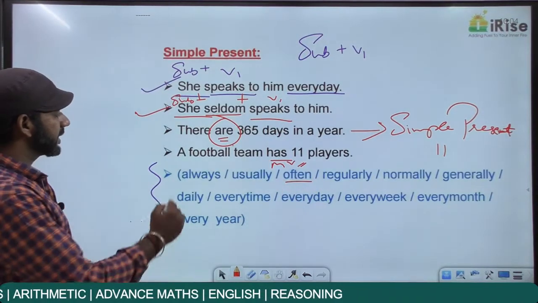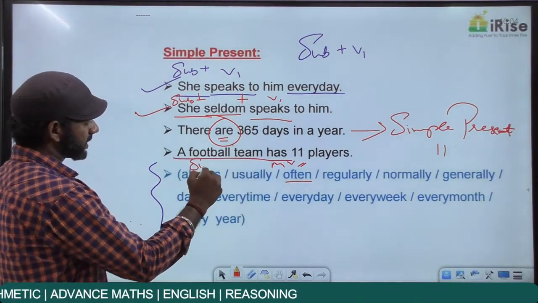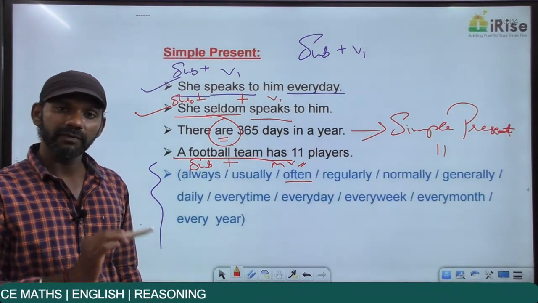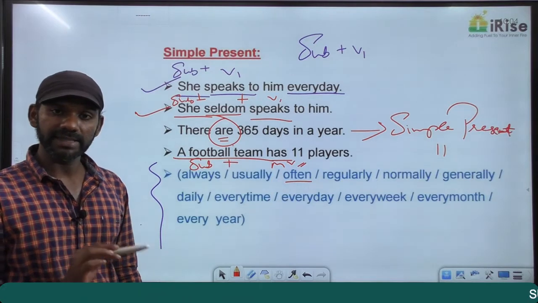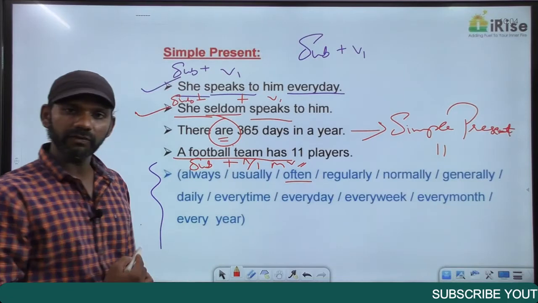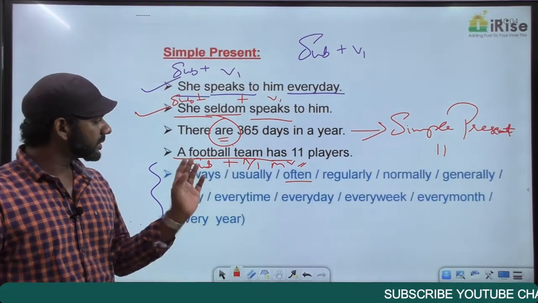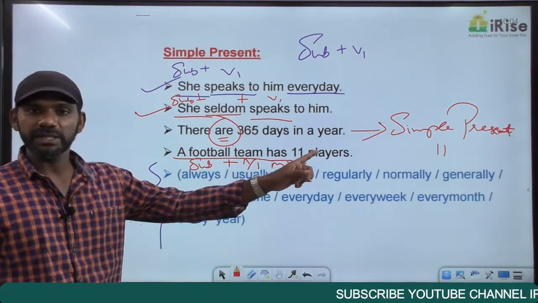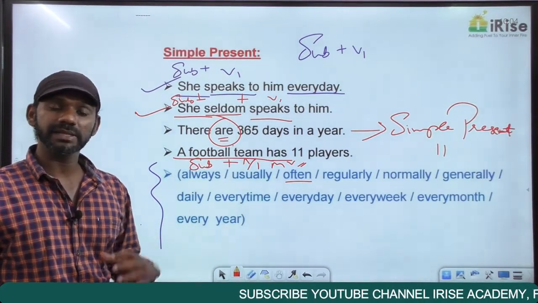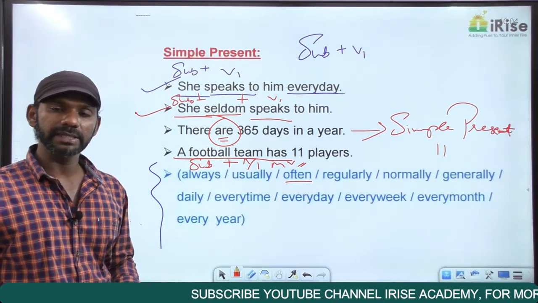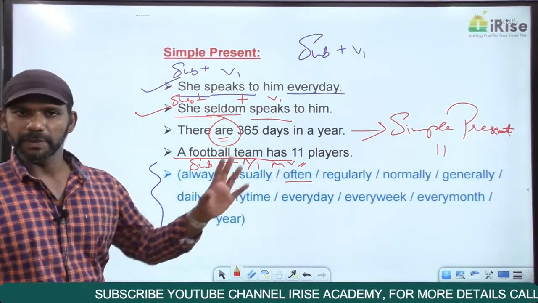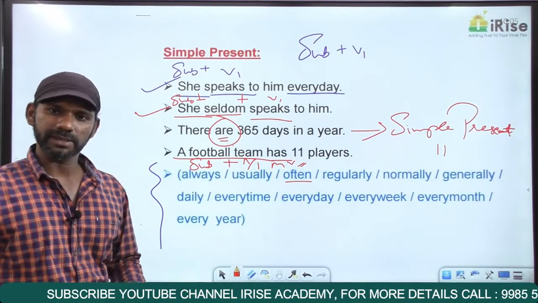The subject in this sentence is "a football team", plus "has" is a main verb in which form? V1, V2 or V3? V1 is has, V2 is had. So "has" is a main verb in the V1 form. So this sentence is in the order subject plus V1, and subject plus V1 is simple present. "A cricket team has 11 players" means a cricket team contains 11 players, or a cricket team possesses 11 players. Fact, simple present tense.